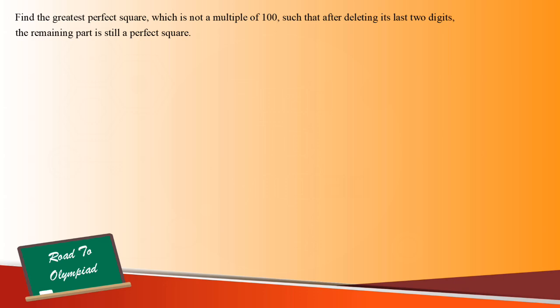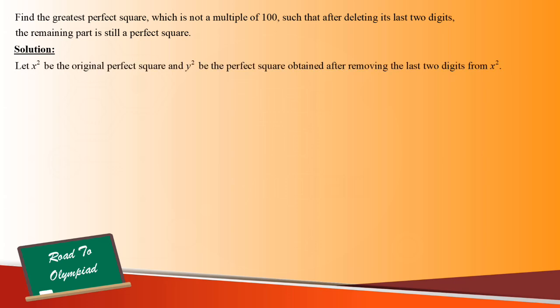To solve this problem, we start by letting x squared be the perfect square we are looking for, and y squared be the perfect square obtained after we remove the last two digits from x squared. Without loss of generality, we can further assume that x and y are both positive. Also, we can let n be the two digits that are removed.